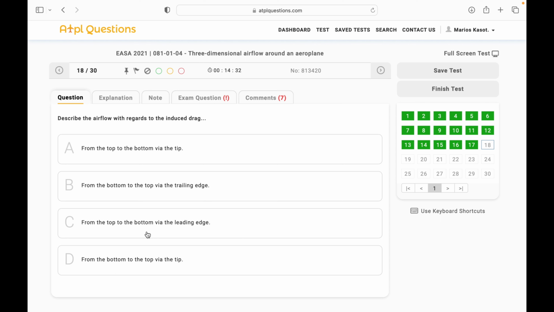Describe the airflow with regards to the induced drag. Okay, from the top to the bottom via the tip, from the bottom to the top via the trailing edge. Okay.